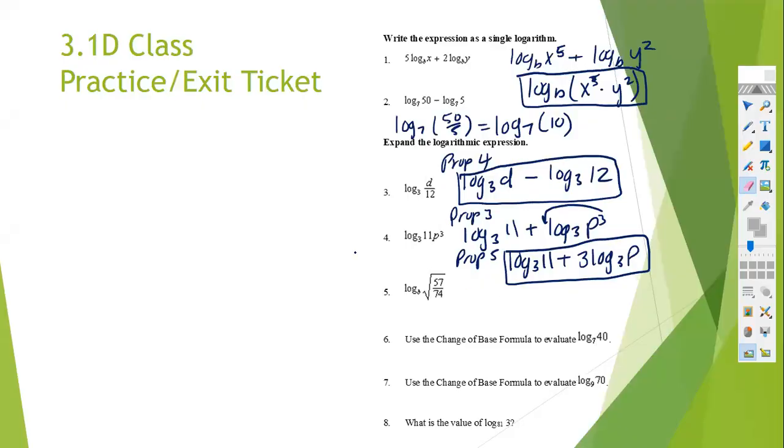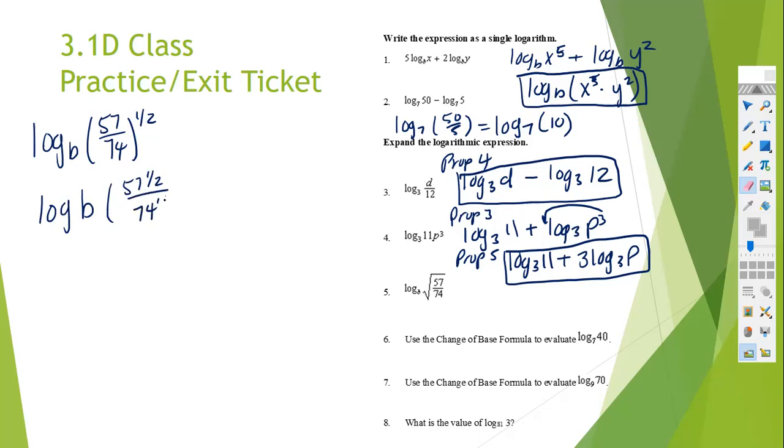All right, now 5. I'm going to work over here just so I can have a little more room. So one thing to remember is that when you have the square root of something, that means that your power is a half power. So we have log base b, parenthesis, 57 over 74 to the half power. That's what the square root is saying, is that you have the half power of it. Okay. And so we have a power that needs to be distributed. So this power is going to be applied to the numerator and to the denominator, just good old-fashioned exponent rules. So this becomes log b of 57 to the half divided by 74 to the half.